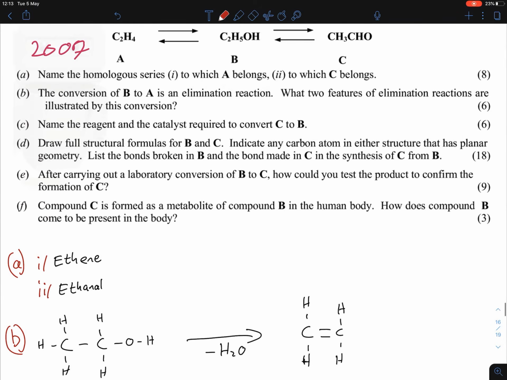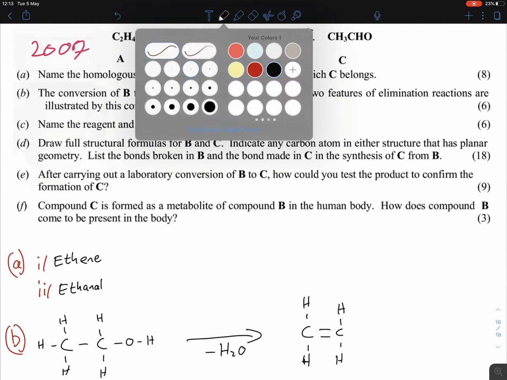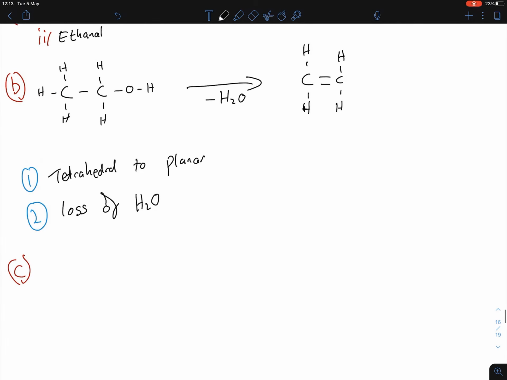Okay, let's look at C. C says name the reagent and catalyst that converts C to B. So C to B is going from an aldehyde to your primary alcohol. So it's a reduction reaction. And again, the hint there was you're given a catalyst. So in that case, it has to be your H2 and Ni. And if you want to say that the Ni is a catalyst, you can.